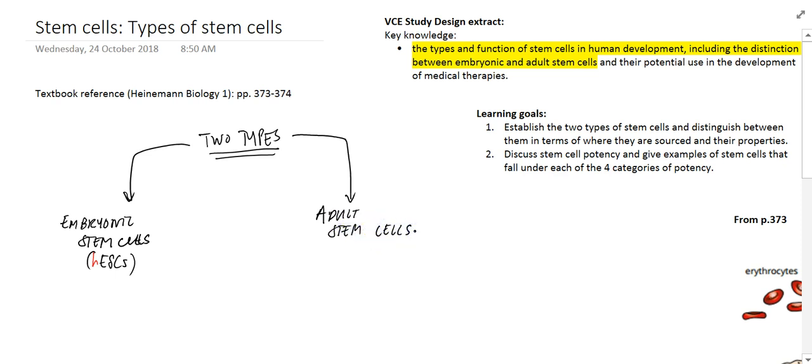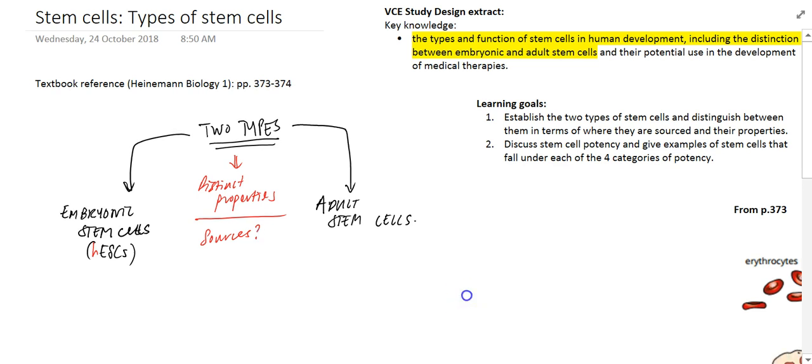Now these are the two types, and it's important to know the distinct properties of these two types of stem cells, as well as their sources. I think the sources are pretty self-explanatory just from the name. So the embryonic stem cells, we call them as such because they are sourced from embryos, and the adult stem cells, they come from adult tissue.